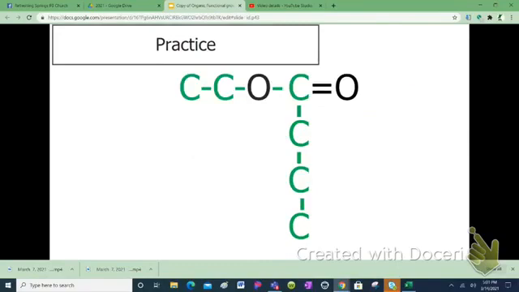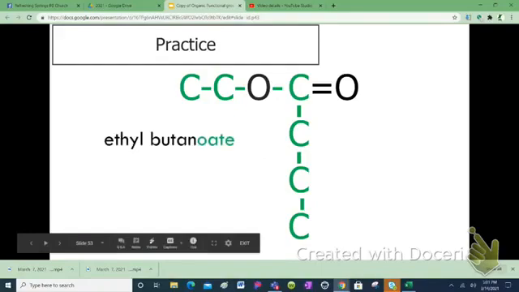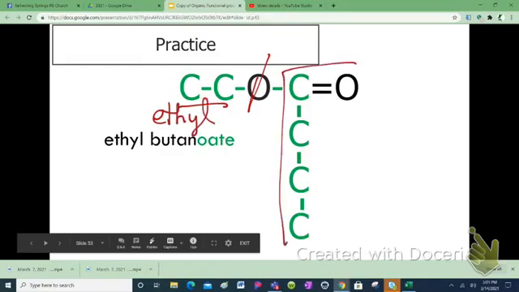Okay. Do this one by yourself. Pause the video and then come back and press play. Ethyl butanoate. Let's see why. Here's my cut, because that is the oxygen that breaks up my chain. This is the charm, ethyl. And then here is my chain, 4-carbon chain, which is butane. And it ends in OATE, which is ethyl butanoate. If you got the same thing I got, you're doing a great job. And that is the end of this lecture.